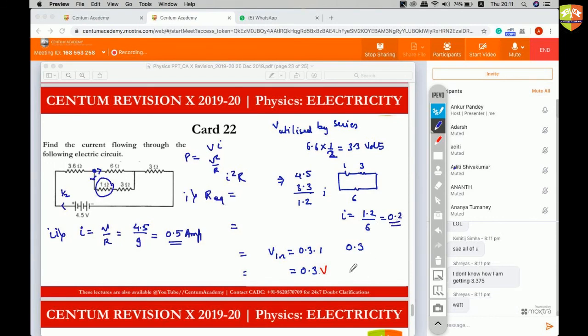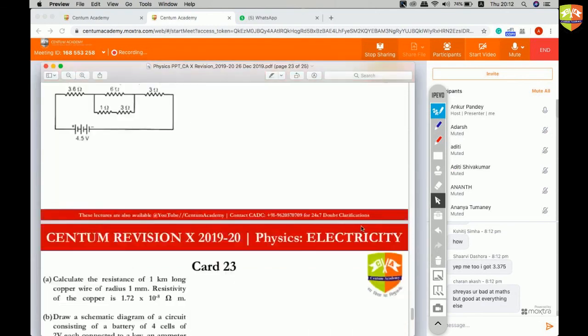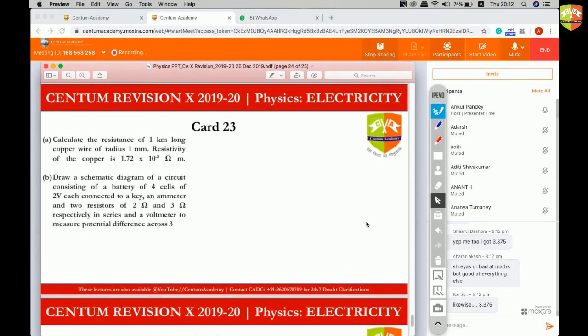Sir? Yes, dear? In the previous question, some of us are getting 3.375 as the value of the power. By our calculation, the current coming out of the battery is 0.5 ampere, right or not? The voltage supplied to the circuit is 4.5. So, what we had seen is that the voltage across 6 ohm will be 1.2 volts. Yes or no? Sure. Now, the current across 6 ohm will be 1.2 upon 6, so 0.2 ampere. So the power will be voltage into current, 0.24 watt.